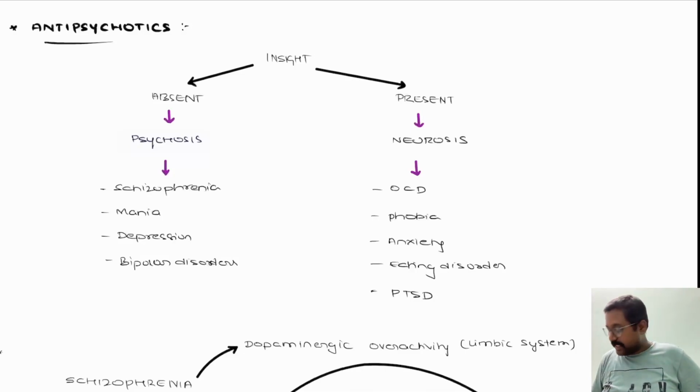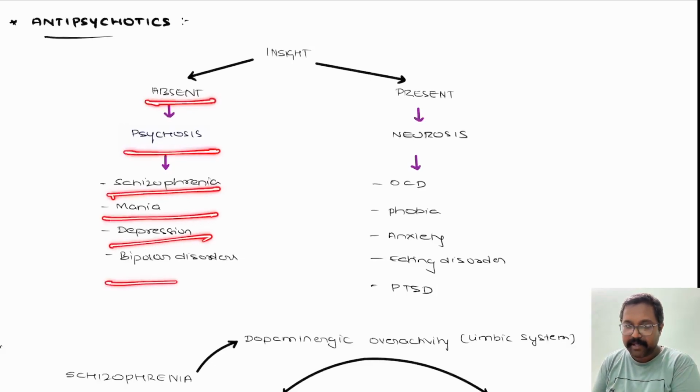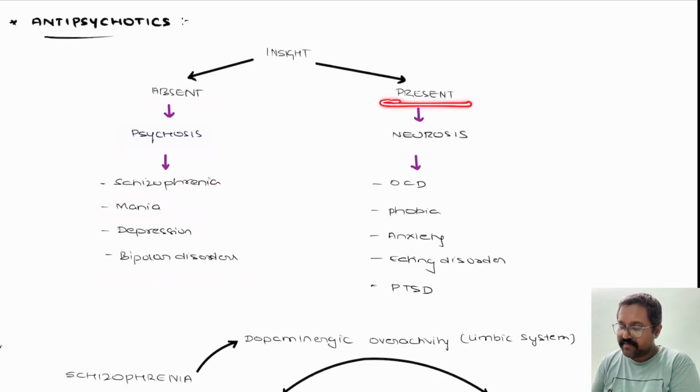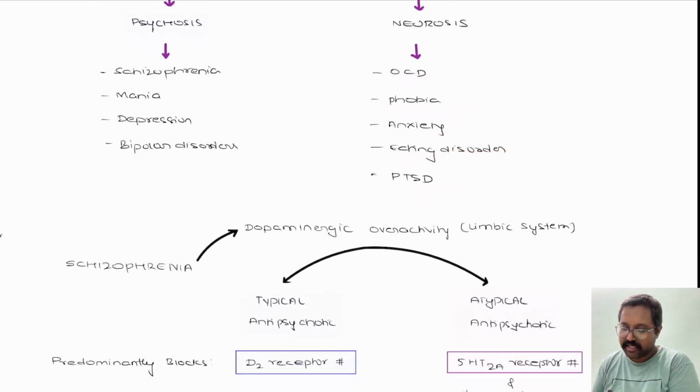So next, coming to the antipsychotic agents. Based on insight: if the insight is absent, we call it psychosis. Examples of psychosis are schizophrenia, mania, depression, and bipolar disorders. If the insight is present, we call it neurosis. Under neurosis, you have obsessive compulsive disorder, phobias, anxiety, eating disorders, bulimia, and post-traumatic stress disorders.